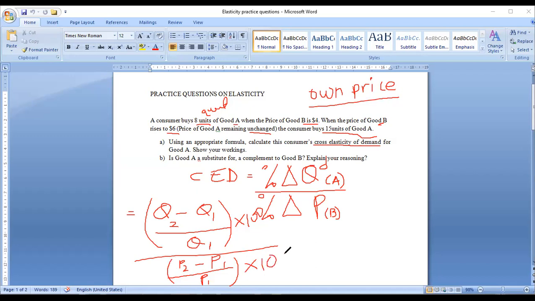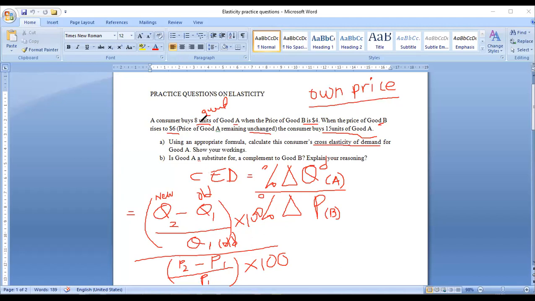Right? So now we have to determine what is Q2. Q2 will be the new quantity, and Q1 is the old or original quantity, isn't it? Then also over old or original. The same story with P. P2 is the new price, and P1 is the old, original price.